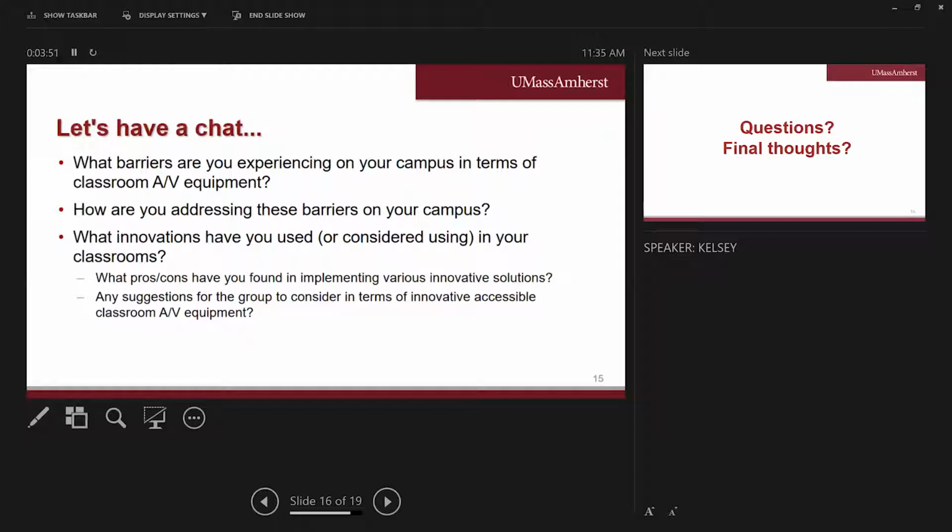And what innovations have you used if you've done something already, or what are you hoping to do on your campus? And I'm really hoping that you spend some time talking to each other about filling out this sheet that you can bring back to your campuses to get this going, because this is so important.